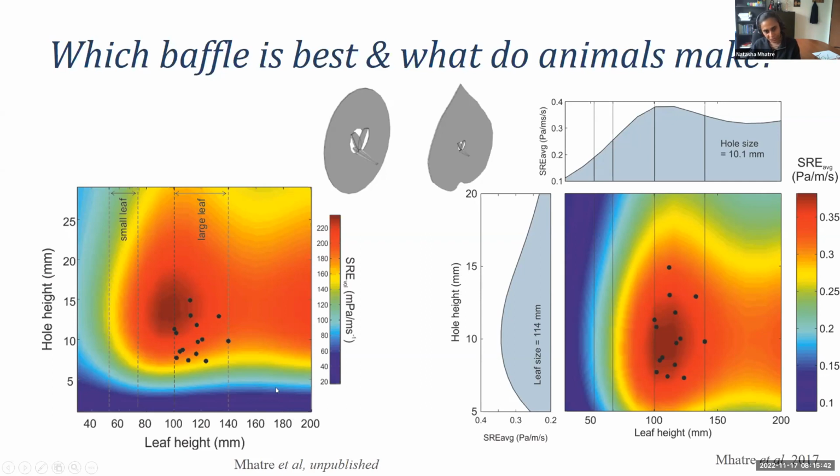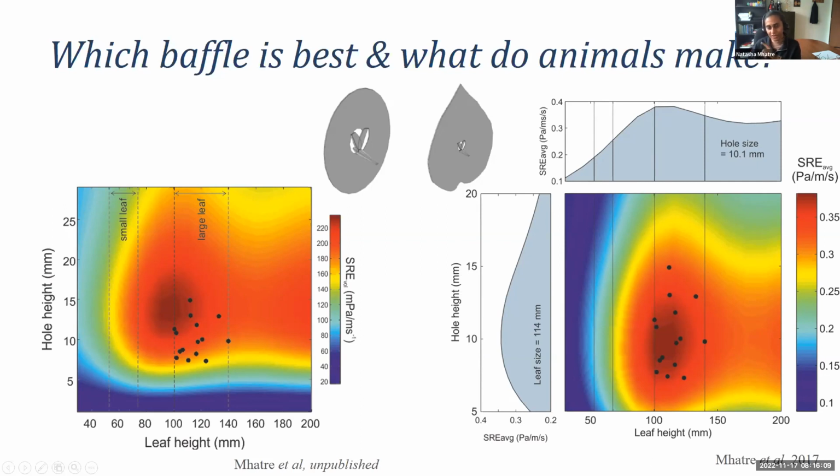So if the wing vibrates this much, how much sound does it produce? So per unit vibration, how much sound is produced? You can see that, okay, there's an optimum point, and we did a bunch of experiments where we offered the animals two sets of leaves, and they always chose to baffle from the larger leaf, and those are the kinds of positions that they sit on in this efficiency map.